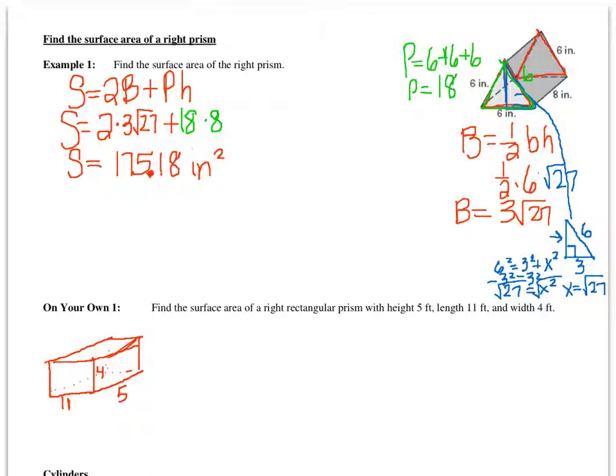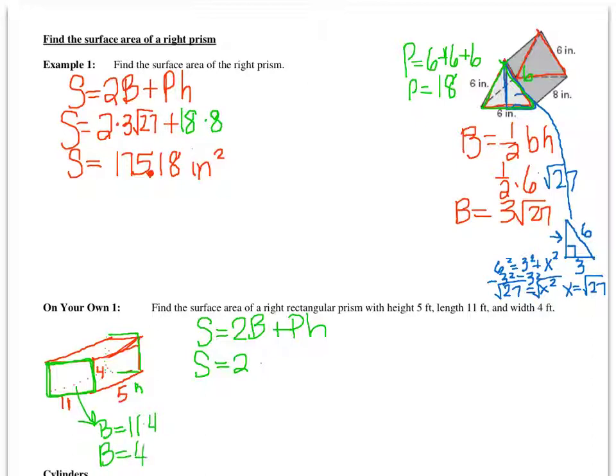So if that 5 is my height, that would make this piece my base right here. This is my height, and here, this is my base. And then I'd have another base in the background back there. So I've got 2 bases, so I need to know that my surface area is 2 times my base area plus my perimeter of my base times my height. So my surface area equals 2 times my base area. Well, this is a rectangle, so base equals the base times the height, so 11 times 4. So my base area is 44.